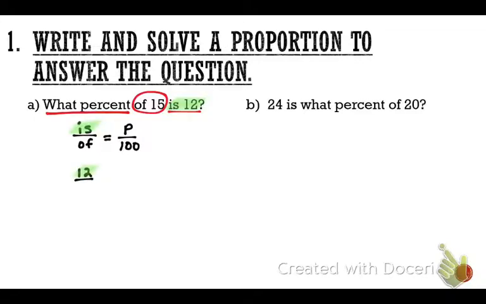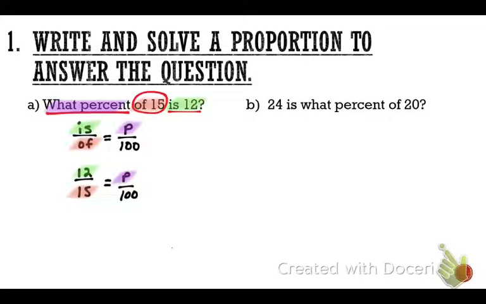Let's figure out, do we know what our of is? 15. Look right here. It says of 15. So instead of is over of, I'm going to put 12 over 15, equals P over 100. Class, do we know what our P is? No. If you look up here, it says what percent. That means I am trying to figure out what the percent is going to be. Since I don't know it yet, I'm just going to leave that as P over 100.